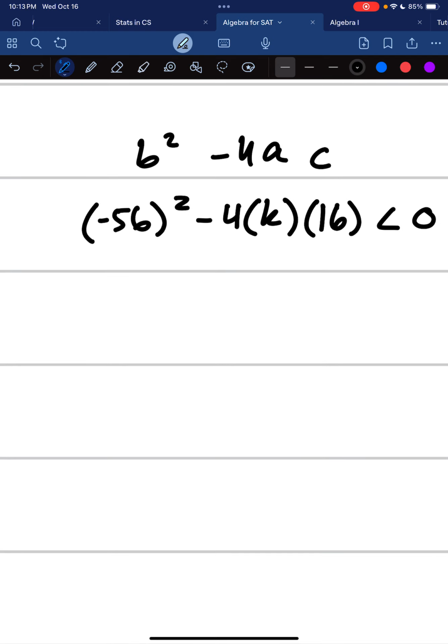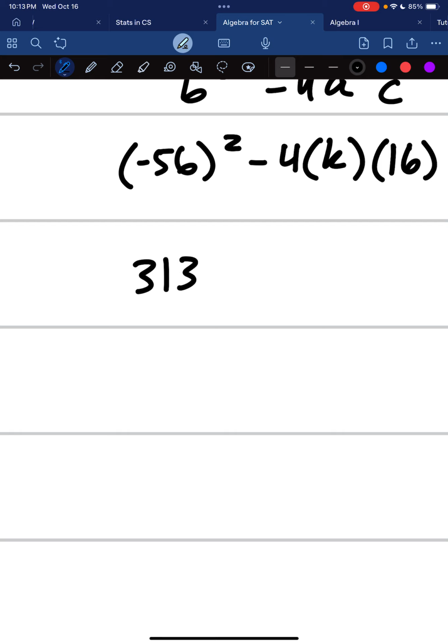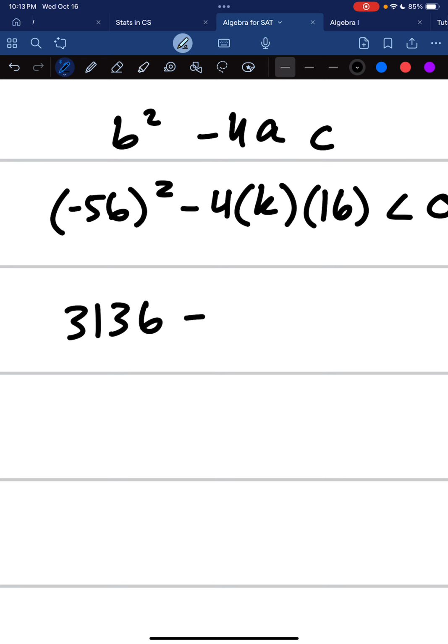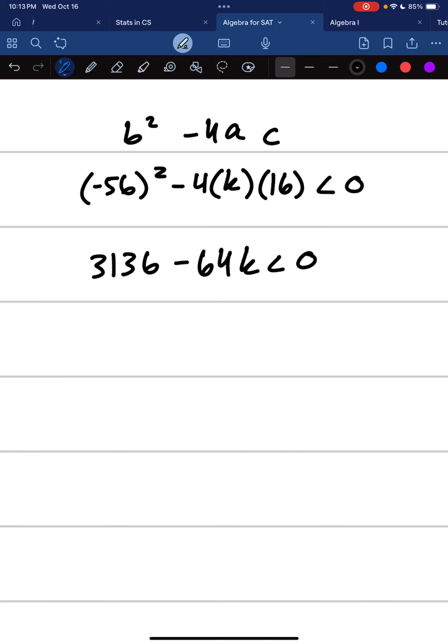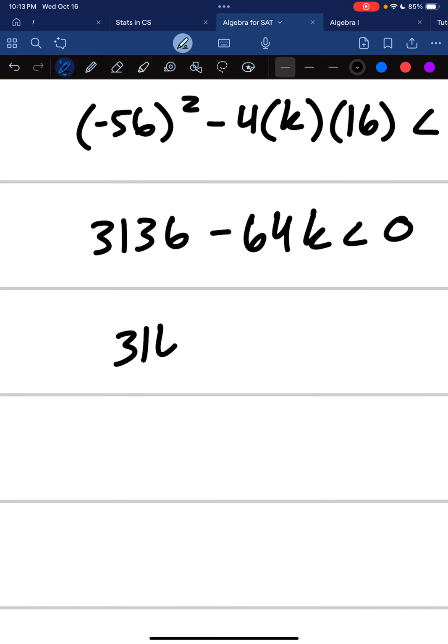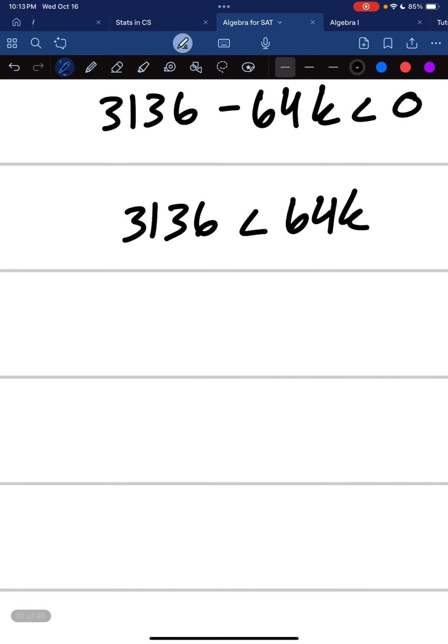So let's start with negative 56 squared. If I plug that into my calculator, that's going to give me 3136. Let me double check that. Yeah, 3136 minus 4 times k times 16, or minus 64k, is less than 0. Now if I add 64k to both sides, I get 3136 is less than 64k. And if I divide both sides by 64, then I get 49 is less than k.